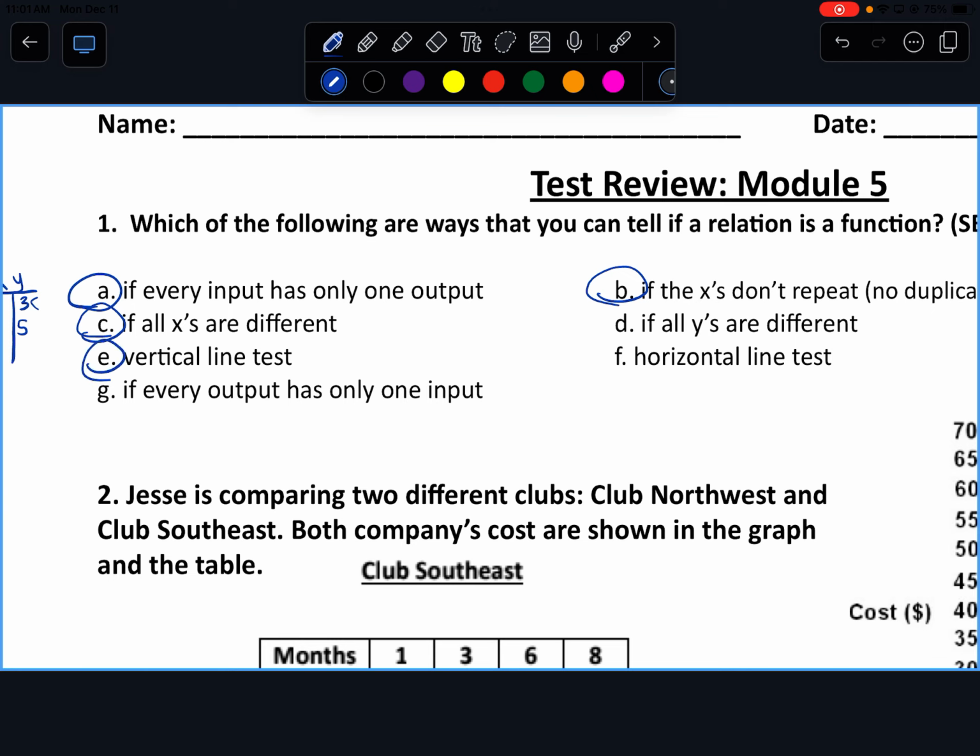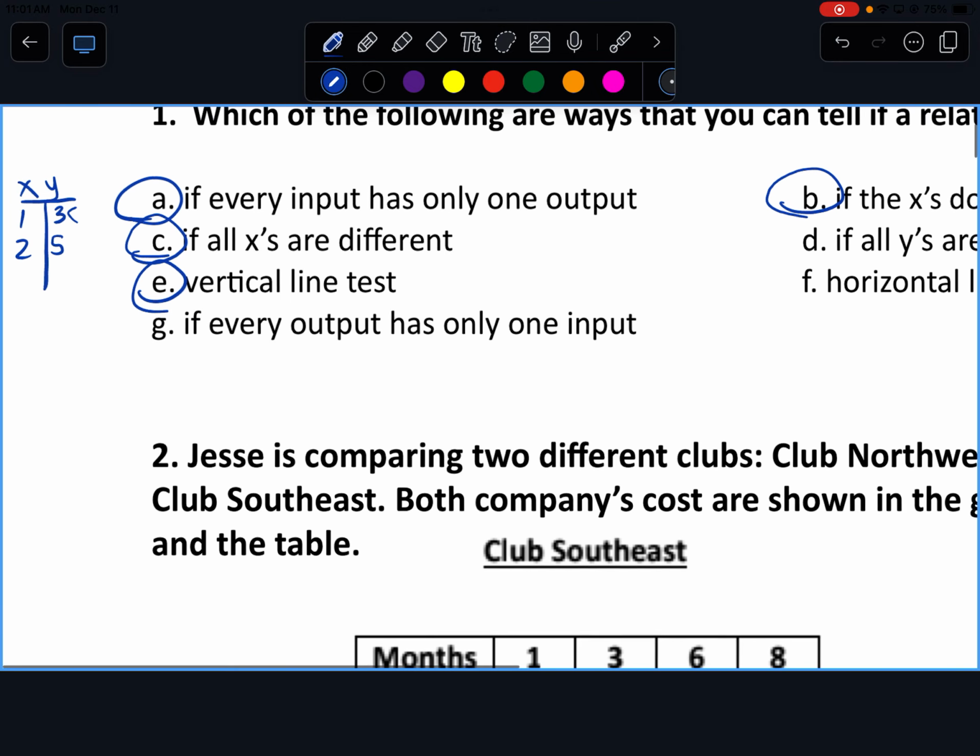Vertical line test, it needs to pass. We've never heard of a horizontal line test. And if every output only has one input. Guys, if every output, 4, 3, 2, only has one input, that means that that wouldn't be a function.